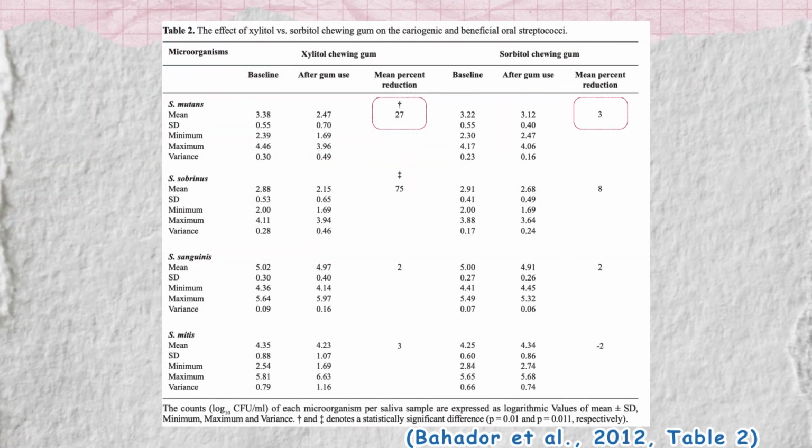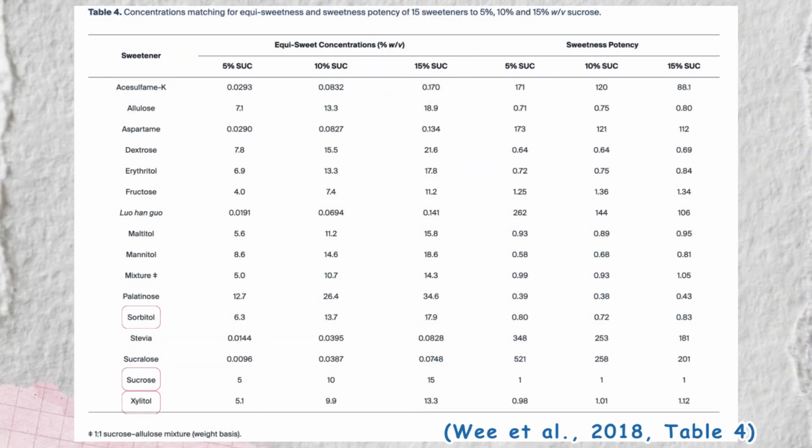So, based on this table and its results from the research paper, the p-value for sorbitol is over 0.05. That means it's not significant, and it will not reject the null hypothesis. So xylitol will inhibit more bacterial growth compared to sorbitol, because xylitol has a 27% reduction and a p-value of 0.01. Next, we'll talk about Table 4, which is also cited.